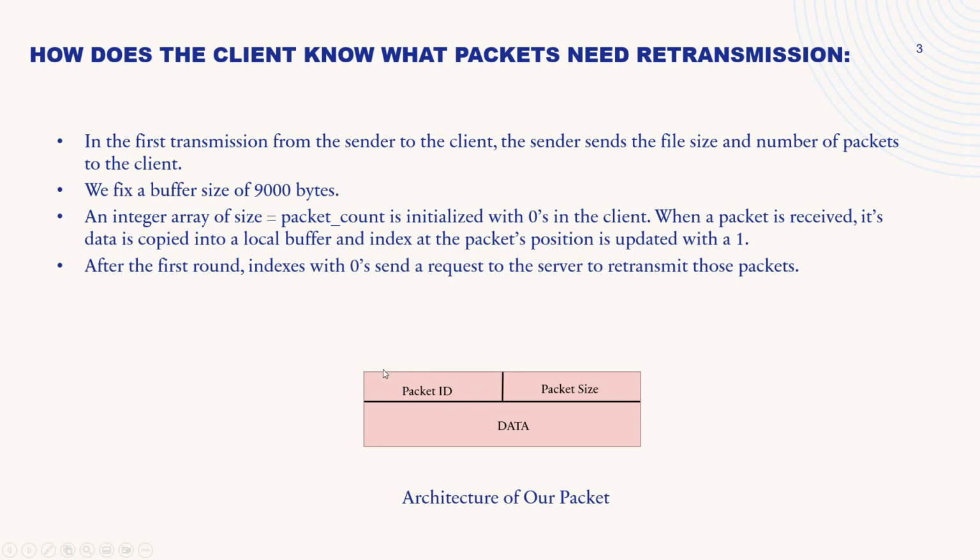In this way, the client will know the identity of the packet that's coming. And before all this happens, in the first transmission from the sender to the client, the sender sends the file size and the number of packets to the client. This is really vital. Even before the transmission of the data starts, the sender sends the number of packets and also the file size. So the client knows that it has to receive this many packets. And since we have identified each packet in the header, the client knows what packets it's receiving.